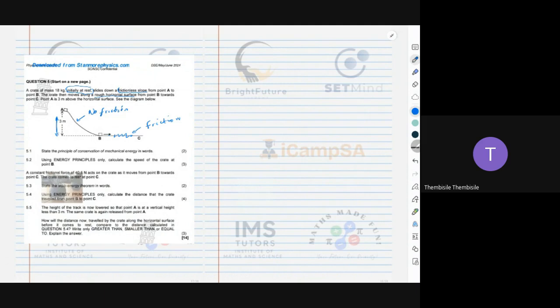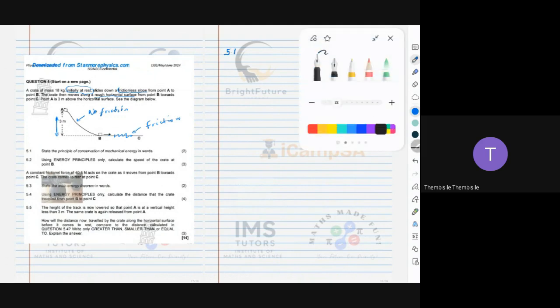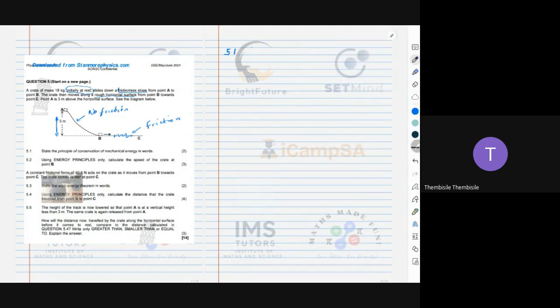Point A is 3 meters above the horizontal, which is this here. Okay, then the principle of conservation of mechanical energy, 5.1. What is the principle? Okay, so the principle, in formula, says the mechanical energy at the top is equal to the mechanical energy at the bottom.